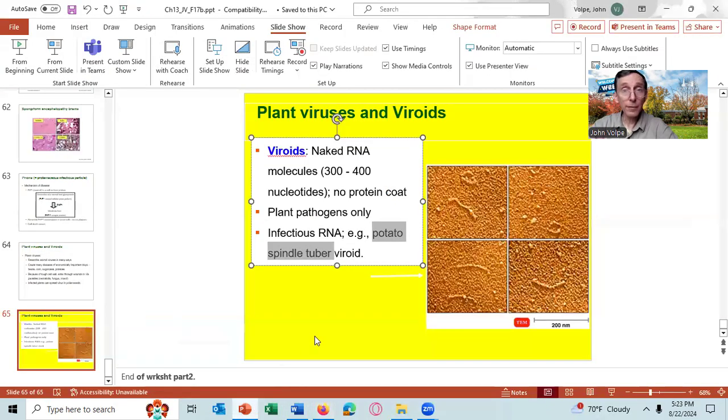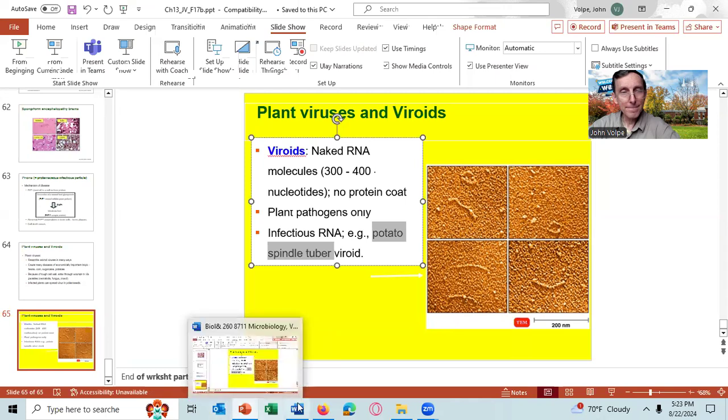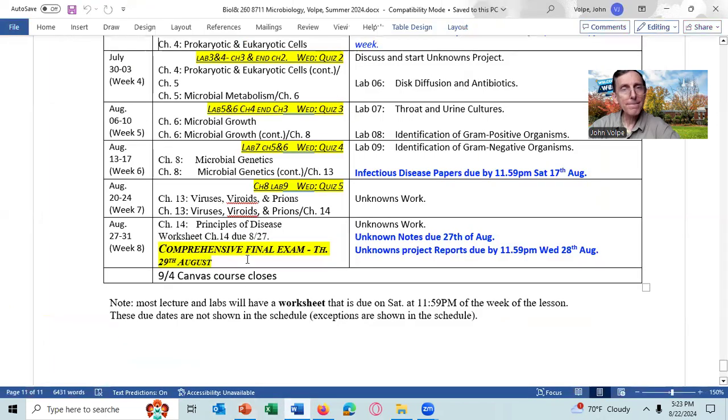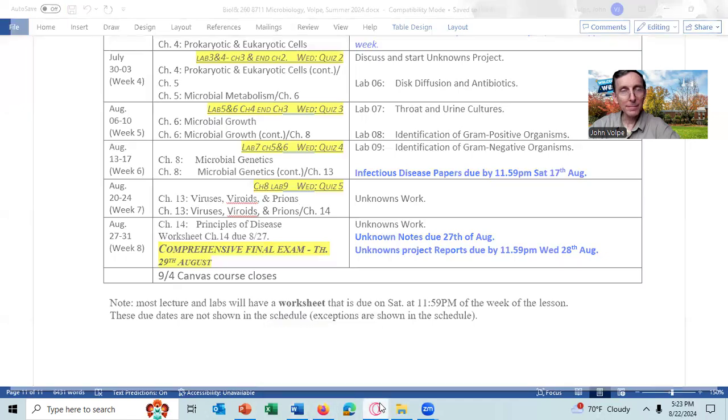All right, there are no known animal viroids. There are only plant viroids. Any question about anything? If not, that's it for chapter 13. Let's move on to chapter 14. Oops, wrong one.